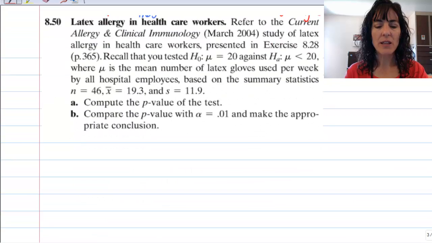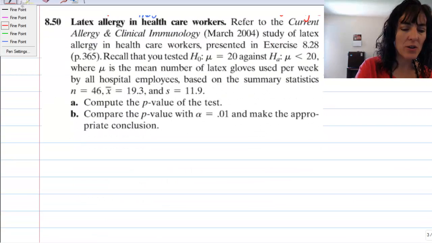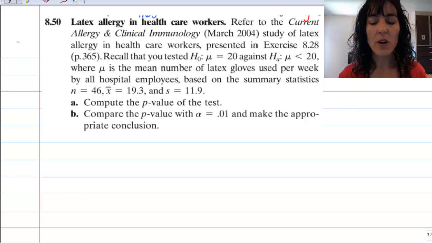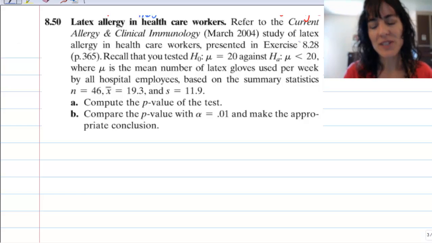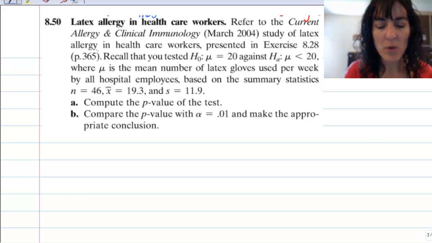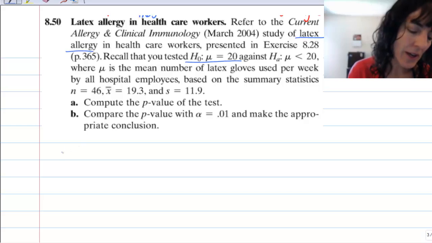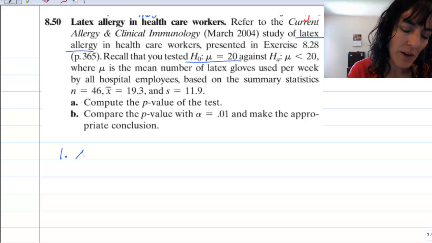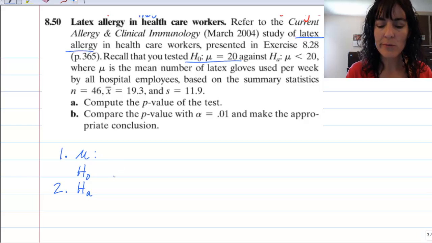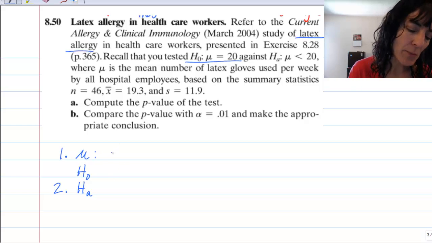All right, let's look at the latex allergy in healthcare workers. So there was a study done in March 2004 of latex allergy in healthcare workers. And we had an H naught. Okay, so we're writing down number 1, mu and H naught, number 2, H sub A. So mu is the mean number of latex gloves used per week by all hospital employees.